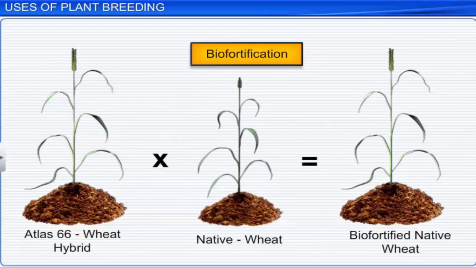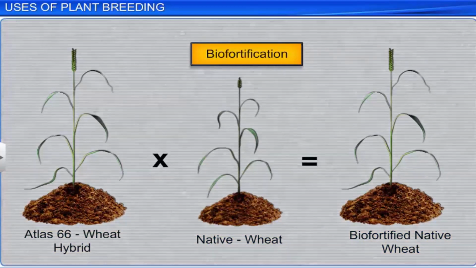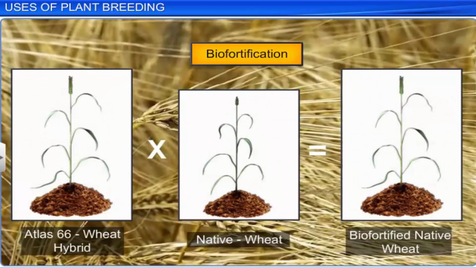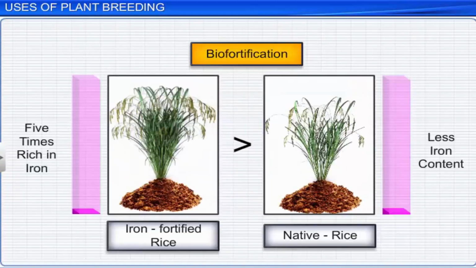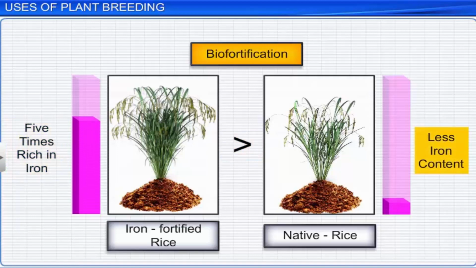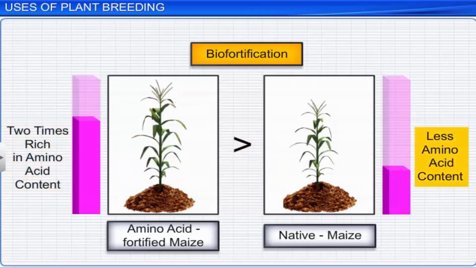For example, Atlas 66, a hybrid variety of wheat rich in protein, was bred with native wheat crops to fortify them. As a result, biofortification results in high-yielding crops fortified with specific nutrients. Another example of a biofortified staple crop is an iron-fortified rice variety that is 5 times richer in iron compared to its native variety. Similarly, maize hybrids containing double the quantity of amino acids compared to the other hybrids was developed.